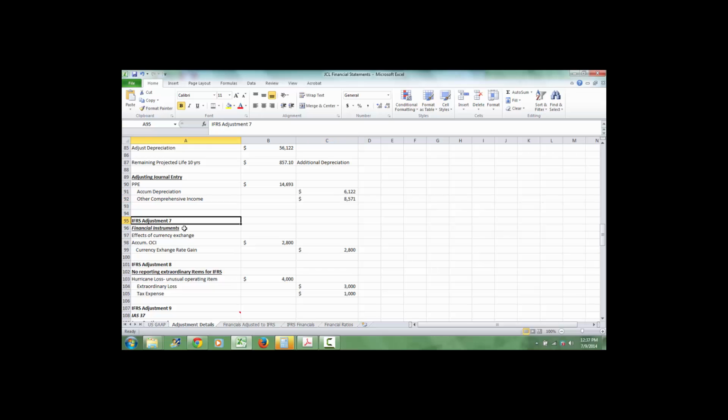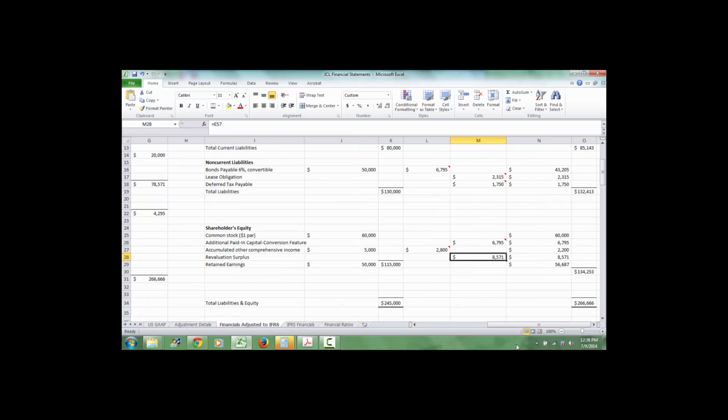Moving on to adjustment number 7, when you read through the problem, this talks about the effects of currency exchange. So we're going to take it out. You can't actually state the currency exchange in other comprehensive income. You must state it in the income statement according to IFRS. So we are going to take it out of other comprehensive income and put it into currency exchange gain.